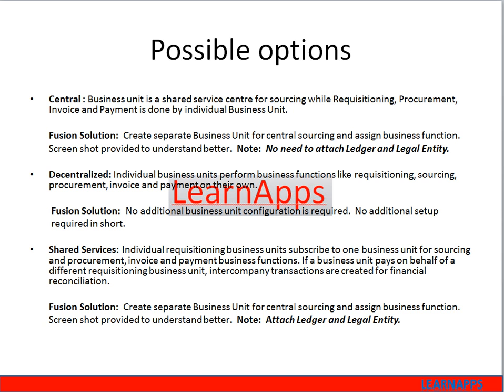And decentralized. In a decentralized model, if you have a couple of business units, we don't need any new configurations or change in the way we work. It will work as it is. Each and every business unit will perform their own function, whether it's requisition, sourcing, procurement, invoice, or payment. It is as it is, easy to understand. You don't need to do anything new.